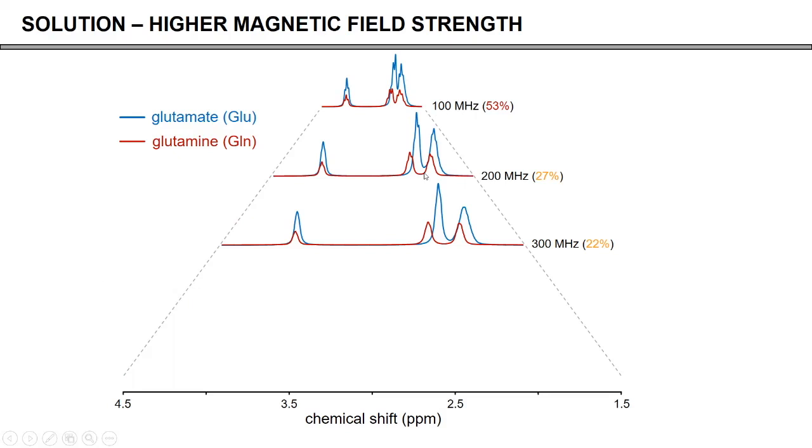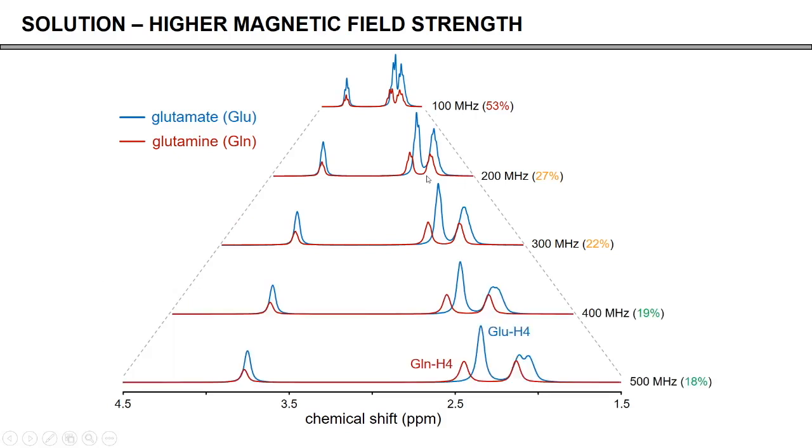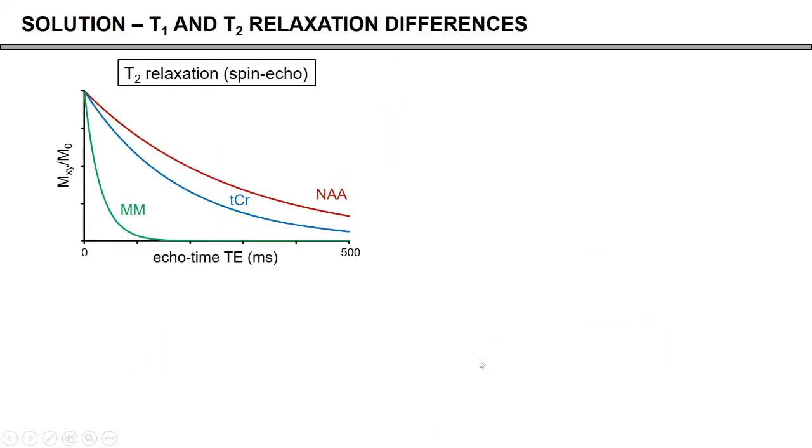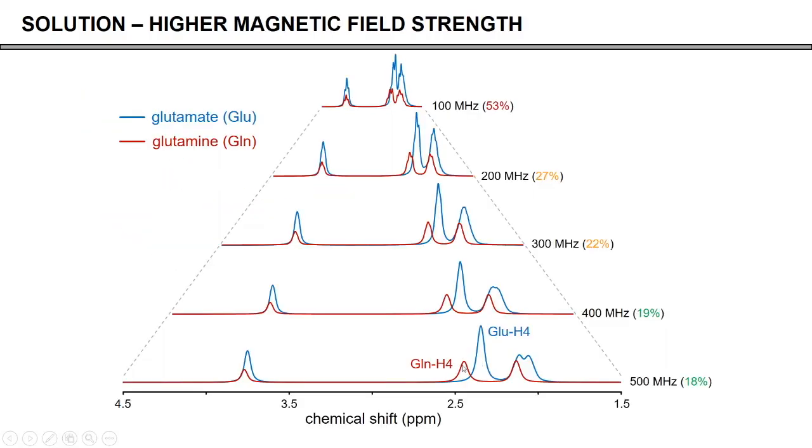If you now go to higher and higher frequency, then you can see that especially at the 4 position, the glutamate in blue and the glutamine in red are nicely separating out. And so at 500 megahertz, it is very simple to just separate them based on the chemical shift alone, which would not be possible at very low magnetic field.